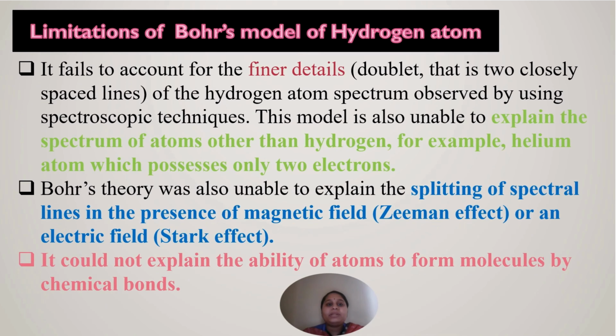So then what are the limitations of Bohr's model of hydrogen atom? It fails to account for the finer details. That is, if two lines are closely spaced in the hydrogen spectrum, a doublet, spectroscopic techniques can identify that. He was not able to explain other atoms like helium, which possess only 2 electrons. He could explain for 1 electron, but he couldn't explain for 2 electrons, that is the helium atom. So this was a failure.